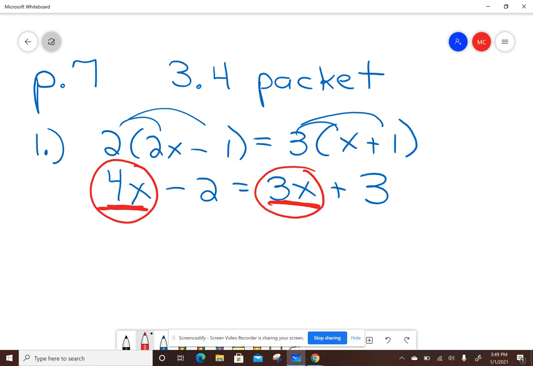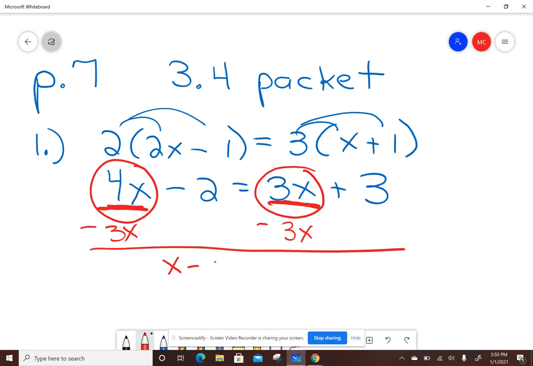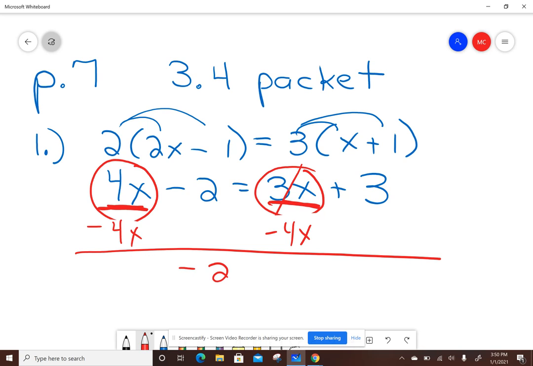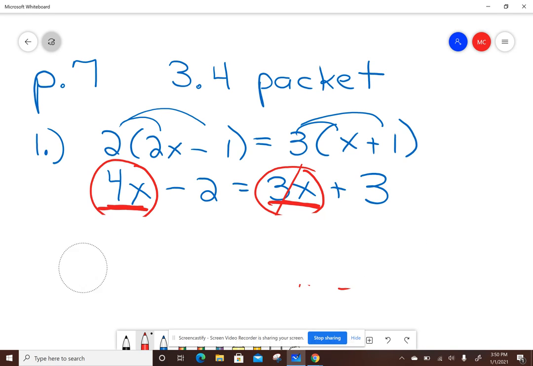So that means I have two options. I can either subtract 3x from both sides, and that would give me x minus 2 equals 3, because these cancel out. Or the other option, I could subtract 4x from both sides. And that would give me negative x plus 3. Now, which you decide to do is personal choice.